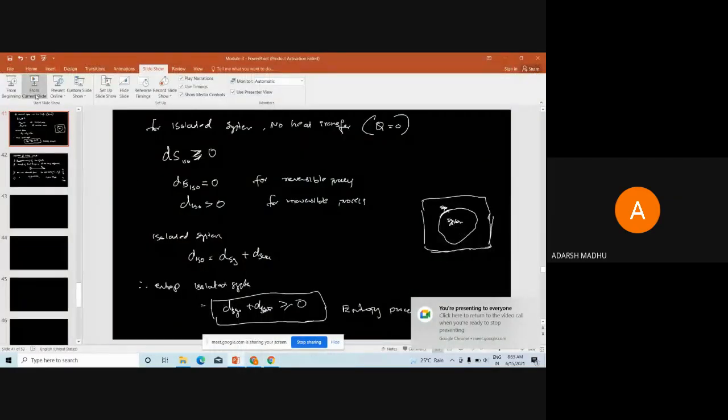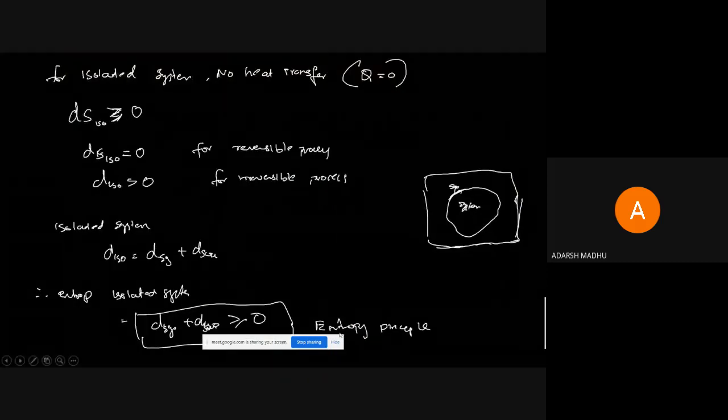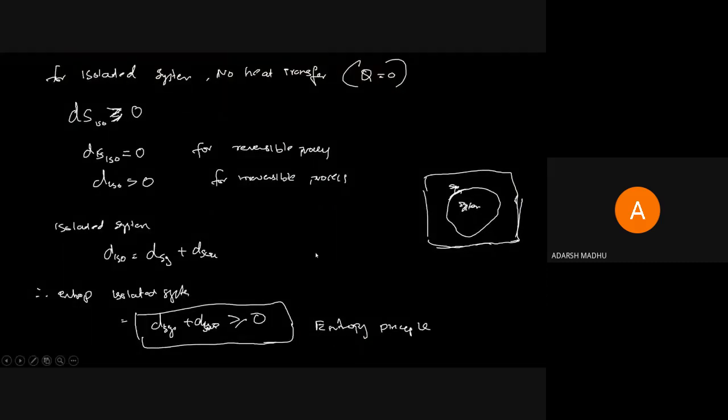Okay. So the principle of entropy is based on an isolated system. For an isolated system, there is no heat transfer, therefore Q equals 0, therefore dQ equals 0, therefore dQ by T, that is the entropy value, total dS isolated is not equal to 0, it is greater than or equal to 0. That is the entropy principle.